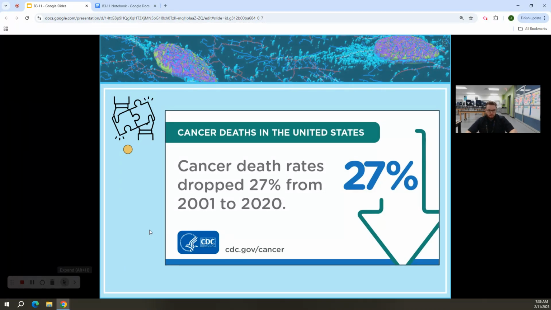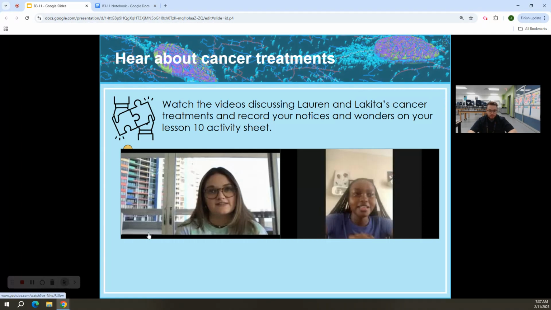Okay, so cancer death rates have dropped 27% in the past 19 years, so from 2001 to 2020. And they continue to decline as we have more research. So that is a good thing to see that we're seeing a decrease in these numbers.